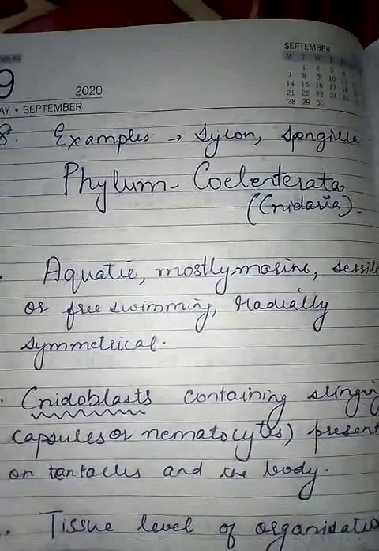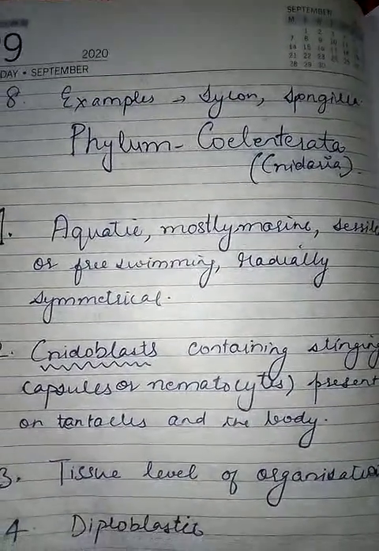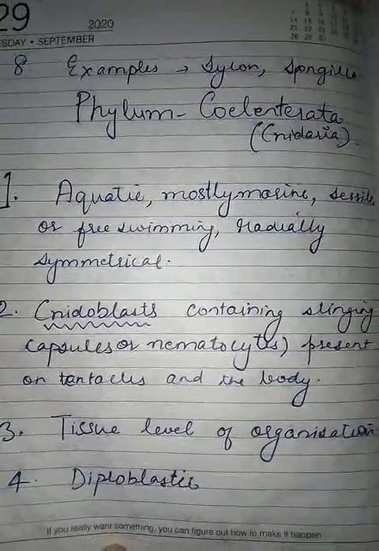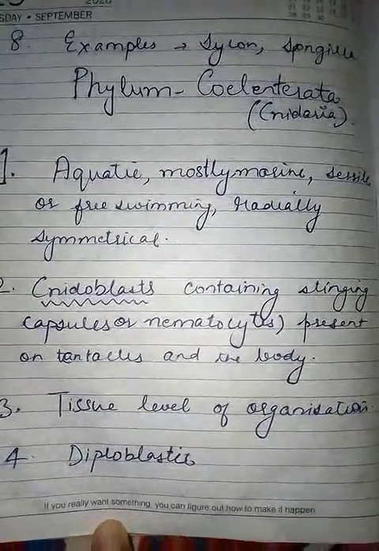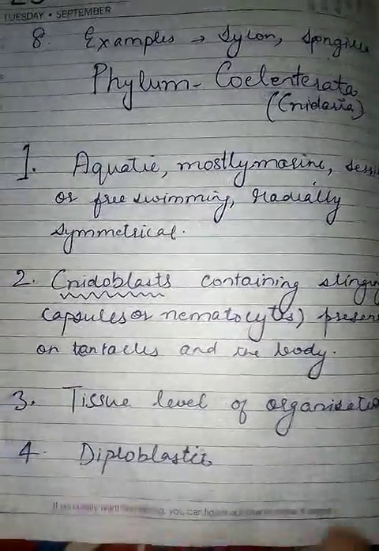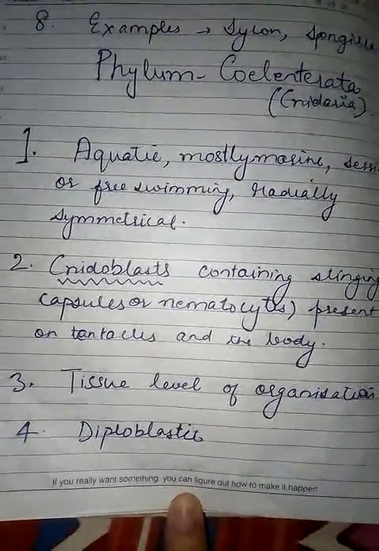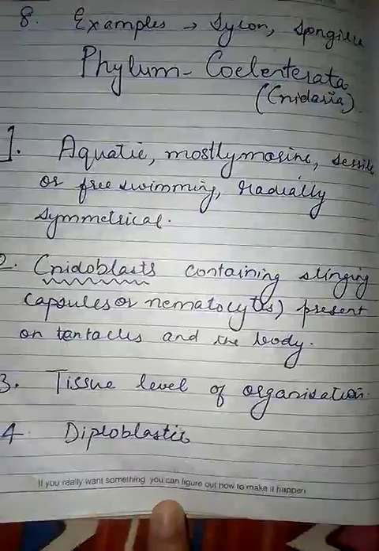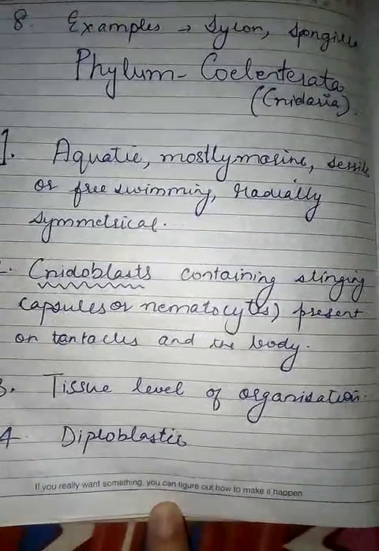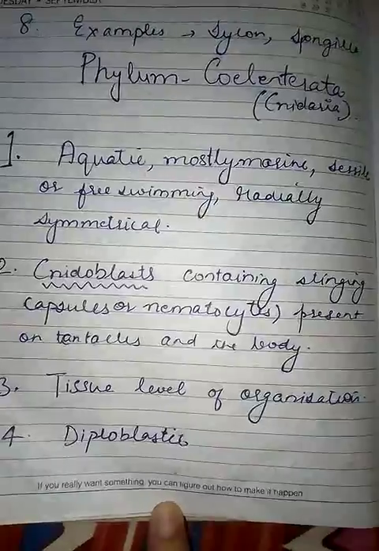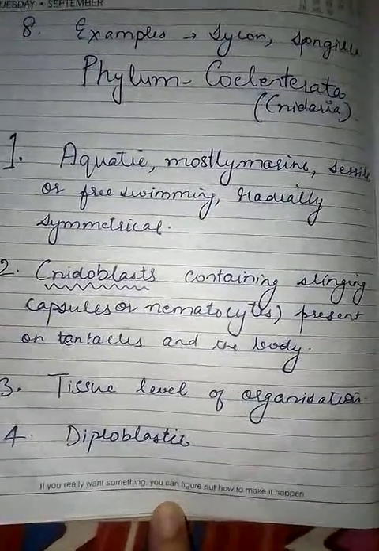Then comes Phylum Coelenterata. Coelenterata is also known as Cnidaria. These organisms are aquatic, mostly marine, sessile or free living, and having radial symmetry. What is sessile? Sessile means immobile. They can be immobile or can be free swimming.